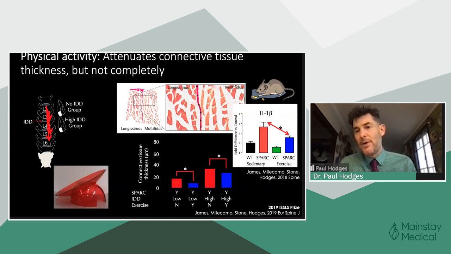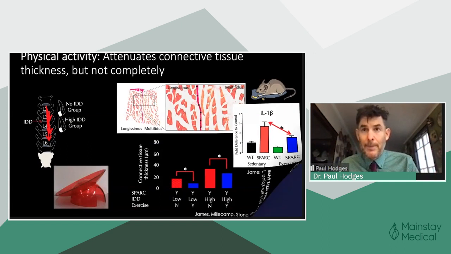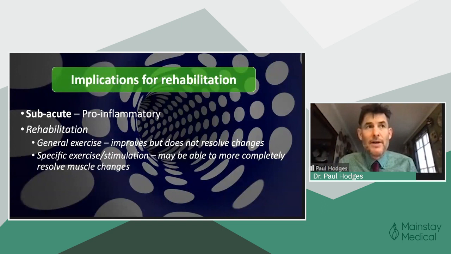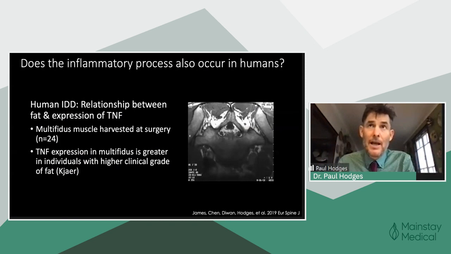So physical activity can attenuate the connective tissue fibrosis change and the inflammatory change within the muscle, but not completely. So what we can see is in the subacute phase, this pro-inflammatory phase, exercise can have an impact. We've so far tested general exercise, and it does reduce the effect, but it doesn't completely remove it. And our hypothesis is that with more specific activation to make sure that we drive the muscles involved, we may be able to more completely impact these changes.